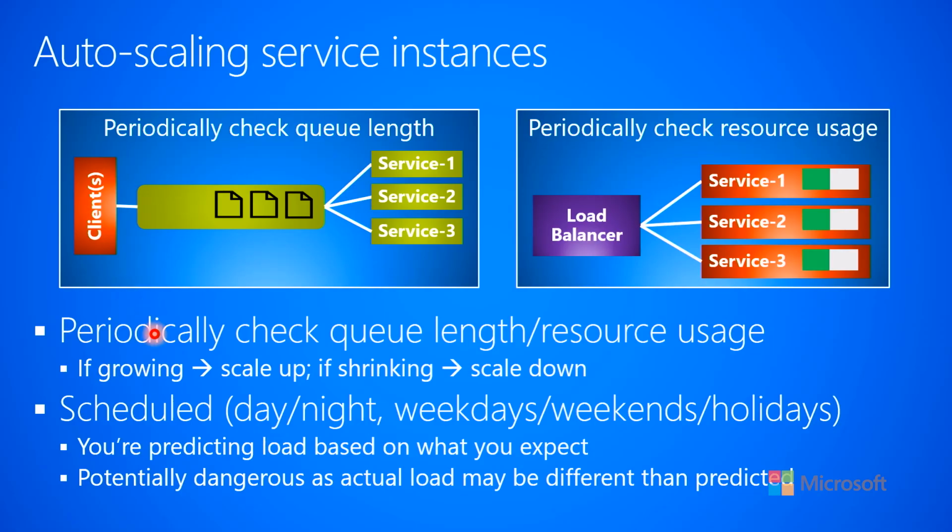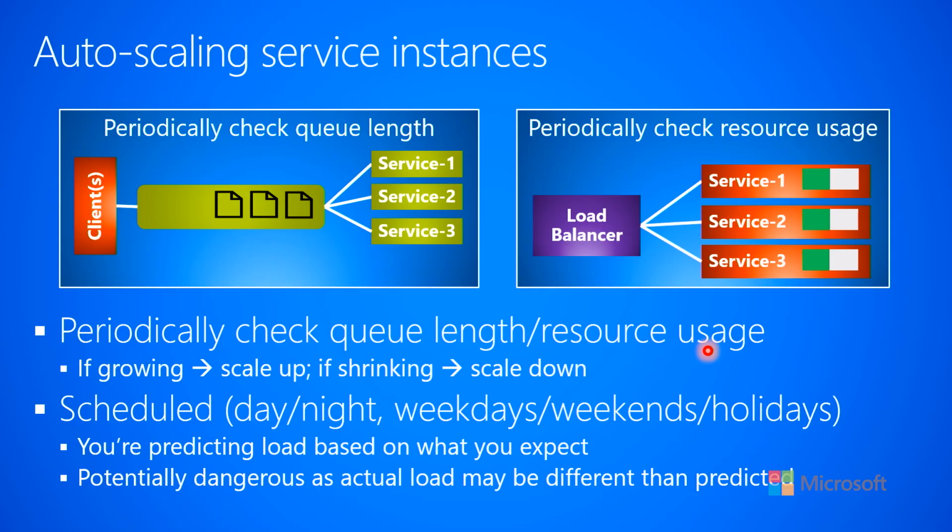So it works the same way as I mentioned before. In this case, instead of periodically checking queue length, the orchestrator is periodically checking resource consumption or usage, and if the resource usage is going up, we scale the instances up. Resource usage going down, we scale them down. Resource usage stable, we keep the number of instances we have. So those are two ways.